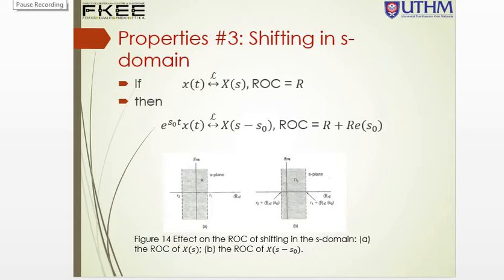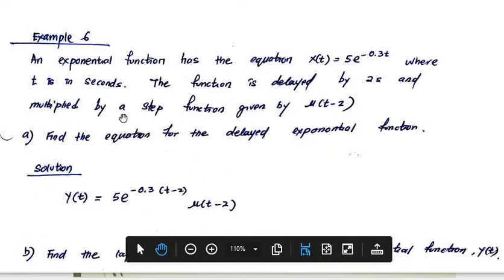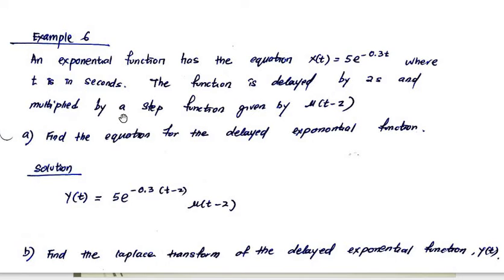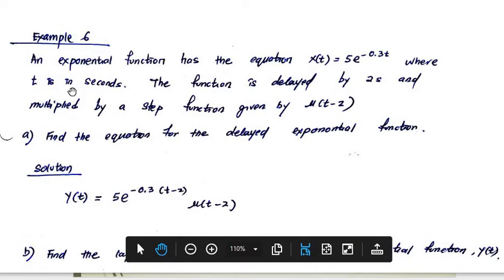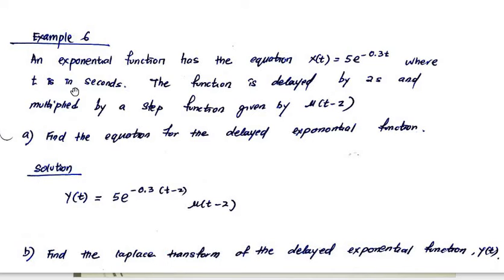Now let's look at the example. An exponential function has the equation x(t) equal to 5 e^(-0.3t), where t is in seconds. The function is delayed by 2 seconds and multiplied by a step function given by u(t minus 2). Then find the equation for the delayed exponential function.